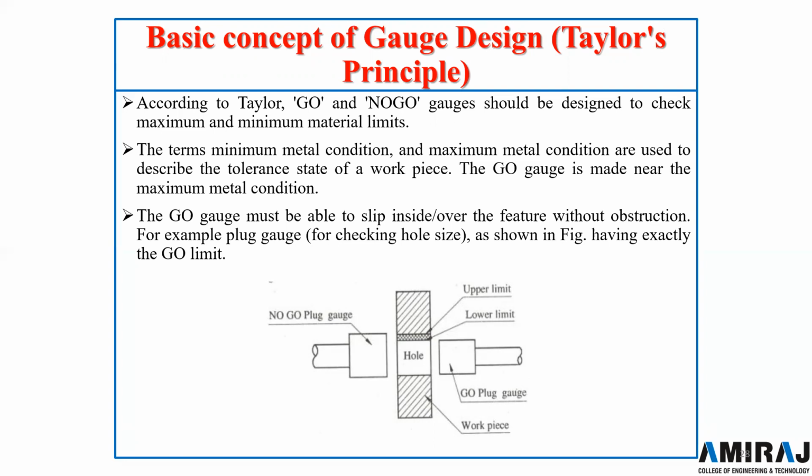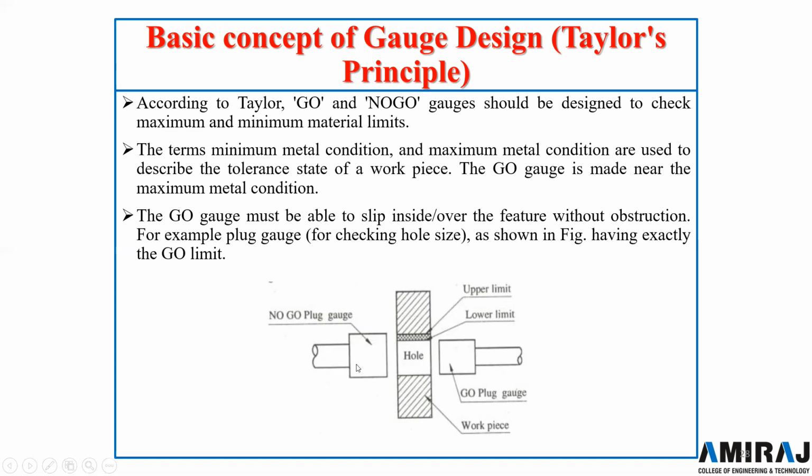for checking hole size as shown in figure, having exactly go limit. As you can see, go plug gauge is inside the hole. What will happen? It will be able to slide inside the hole without any obstruction. So the plug gauge is a very good example for explaining this Taylor's principle. So go gauge is basically designed for the maximum metal condition.